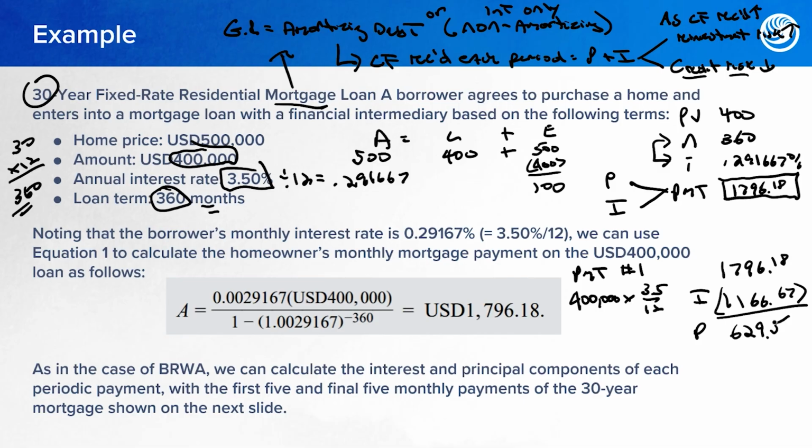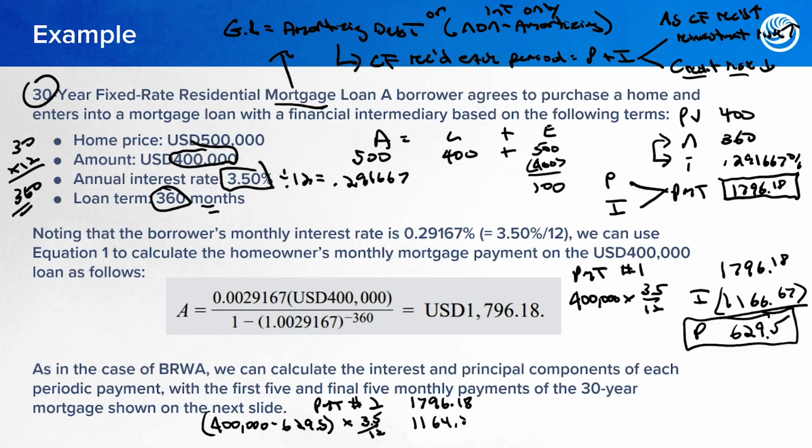Okay, second payment. Payment number two, no change, 1796.18. Now the carrying value of the liability has gone down. So now it's 400,000 minus the first payment towards principal, 629.51. That is now the carrying value of the liability at the beginning of the second month. Multiply that by 3.5 over 12, your monthly rate, 1164.83. So notice the payment towards interest went down.